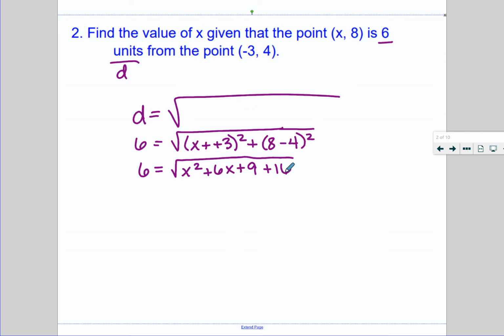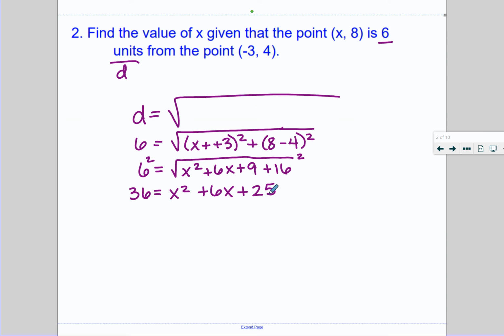One thing that's making this messy is the square root. How can I get rid of that square root? Just square both sides. Square it, square it. So on the left, I'm going to have 36. On the right, my square root and my squared are going to cancel. So that just is going to leave me with x squared plus 6x plus 25. Okay. From here, I have a quadratic. How do we solve a quadratic? What do we do?